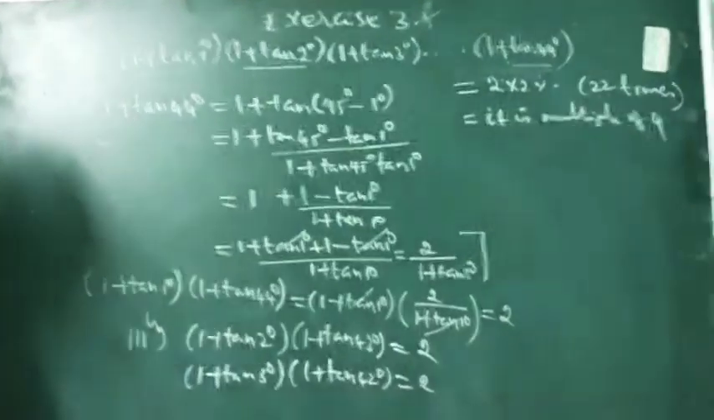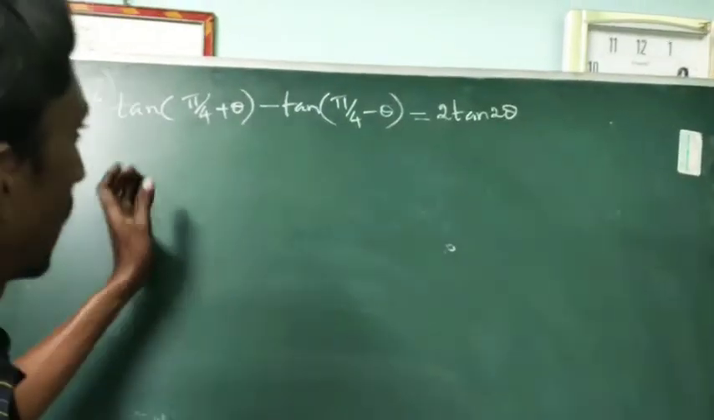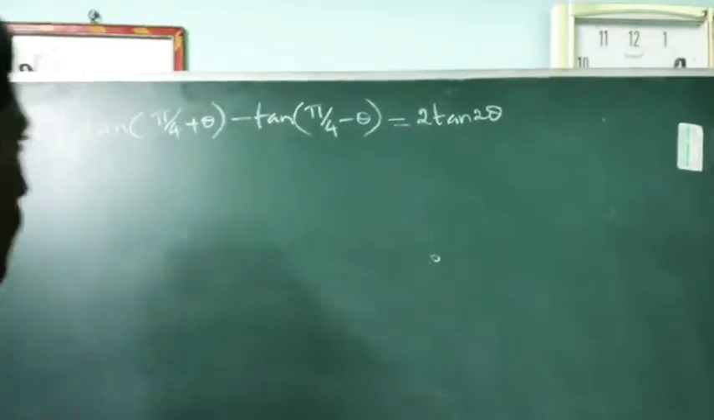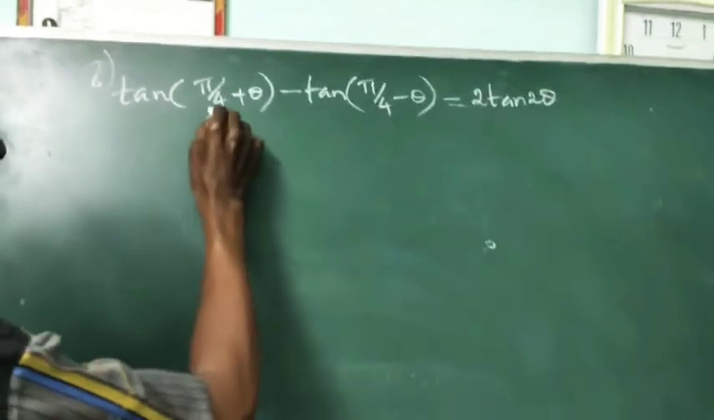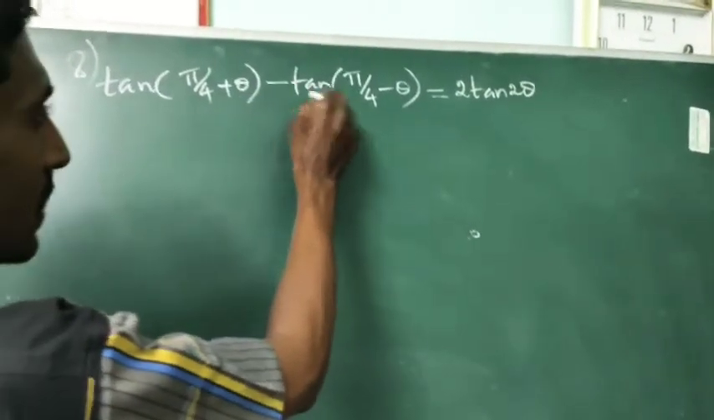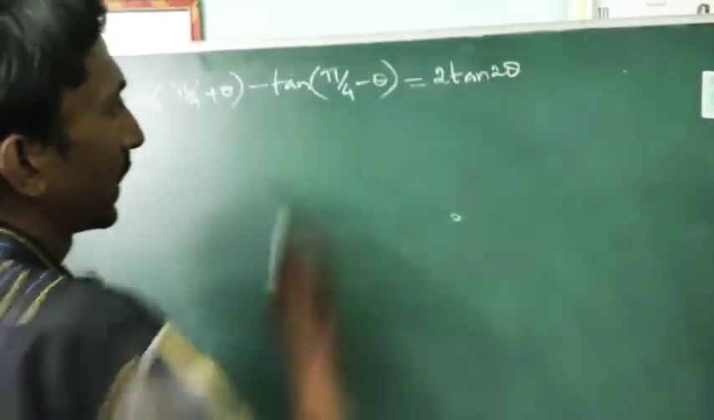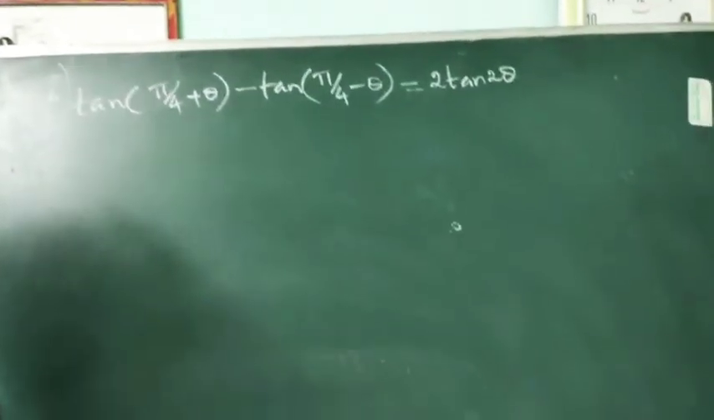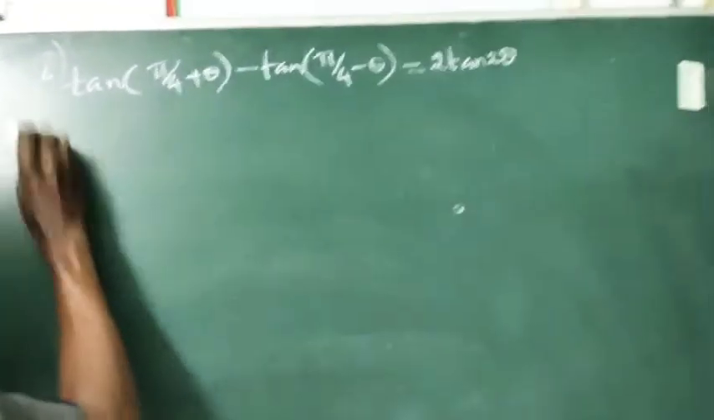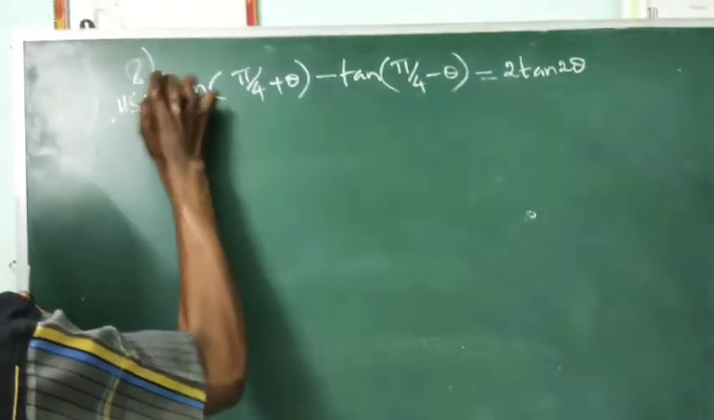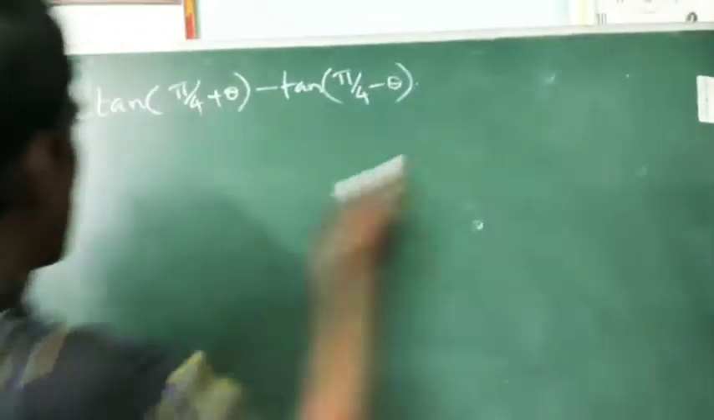Are you clear? Question number 8 in the exercise 3.5. Prove that tan(45 plus theta) minus tan(45 minus theta) equals 2 tan 2 theta. So pi by 4, it is radian measurement of 45. Okay. So simply take the LHS and we are going to prove it is RHS.